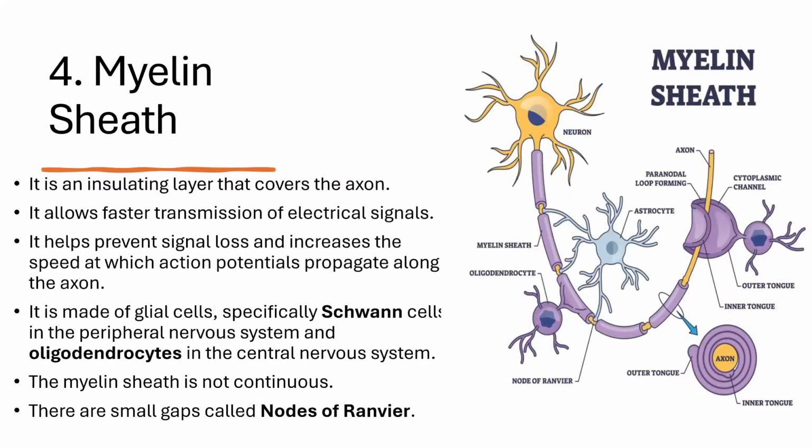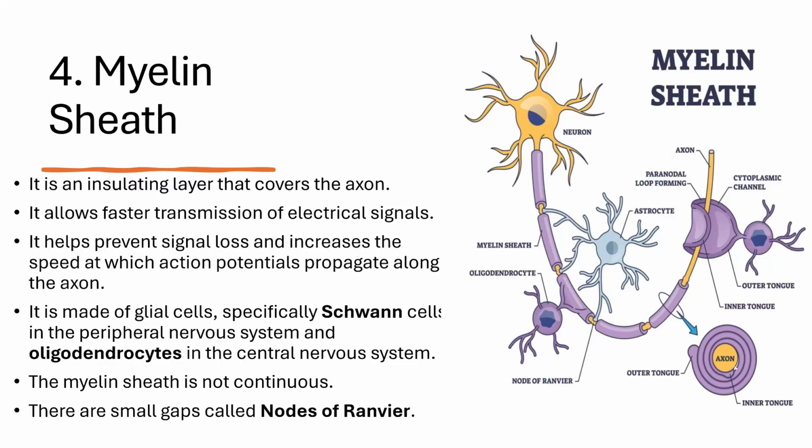Then we have the myelin sheath. This is the insulating layer that covers the axon. It allows faster transmission of electrical signals. It helps to prevent signal loss and increases the speed at which action potentials propagate along the axon. The myelin sheath is made of glial cells, specifically Schwann cells in the peripheral nervous system and oligodendrocytes in the central nervous system. The myelin sheath is not continuous.